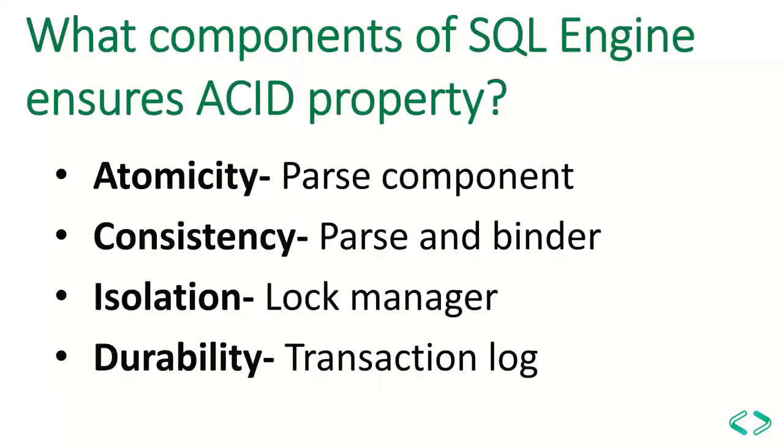So what components of the SQL engine will ensure the ACID properties? Atomicity is very easy to ensure. It is taken care of by the parser component inside the relational engine. Consistency is also very easy to ensure. It is taken care of by the parser and binder components inside the relational engine.